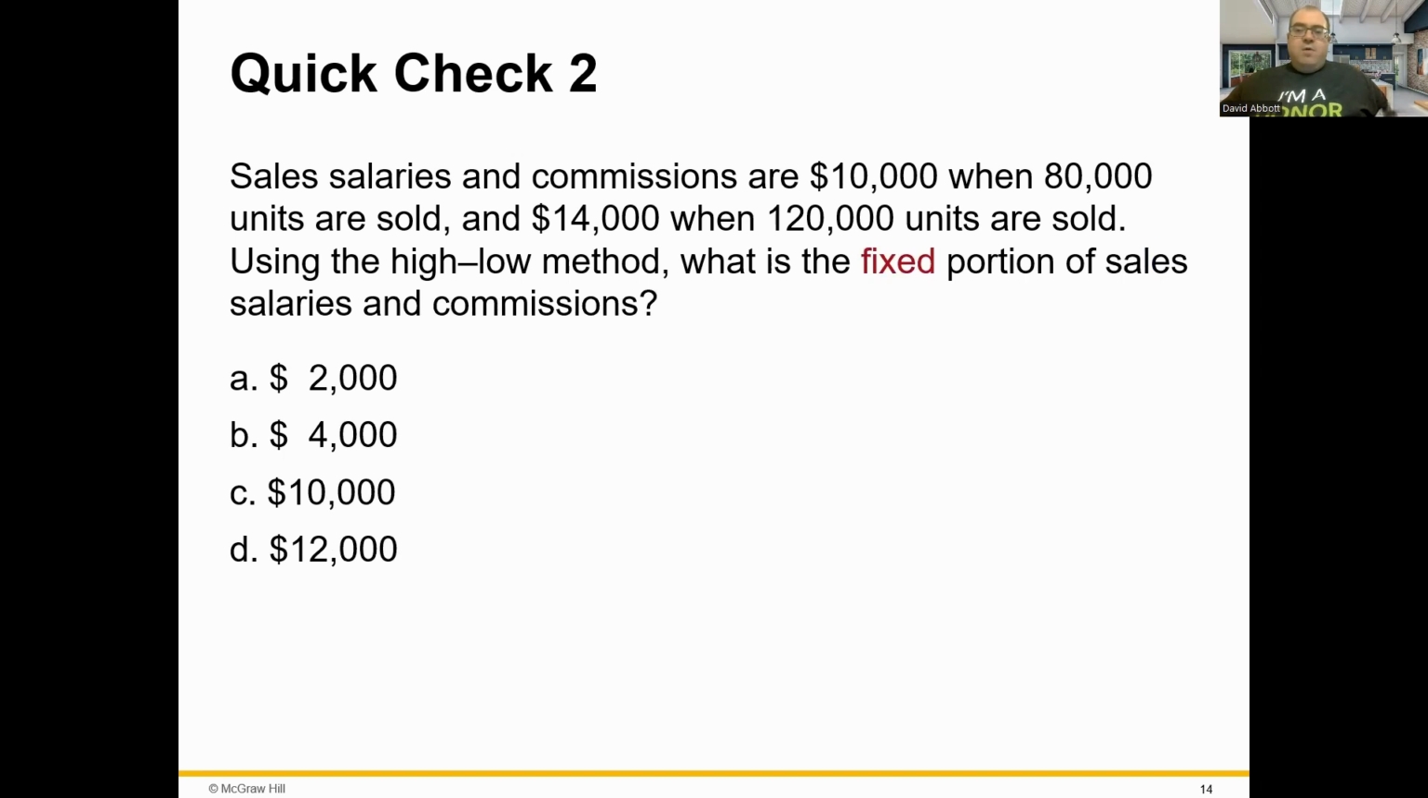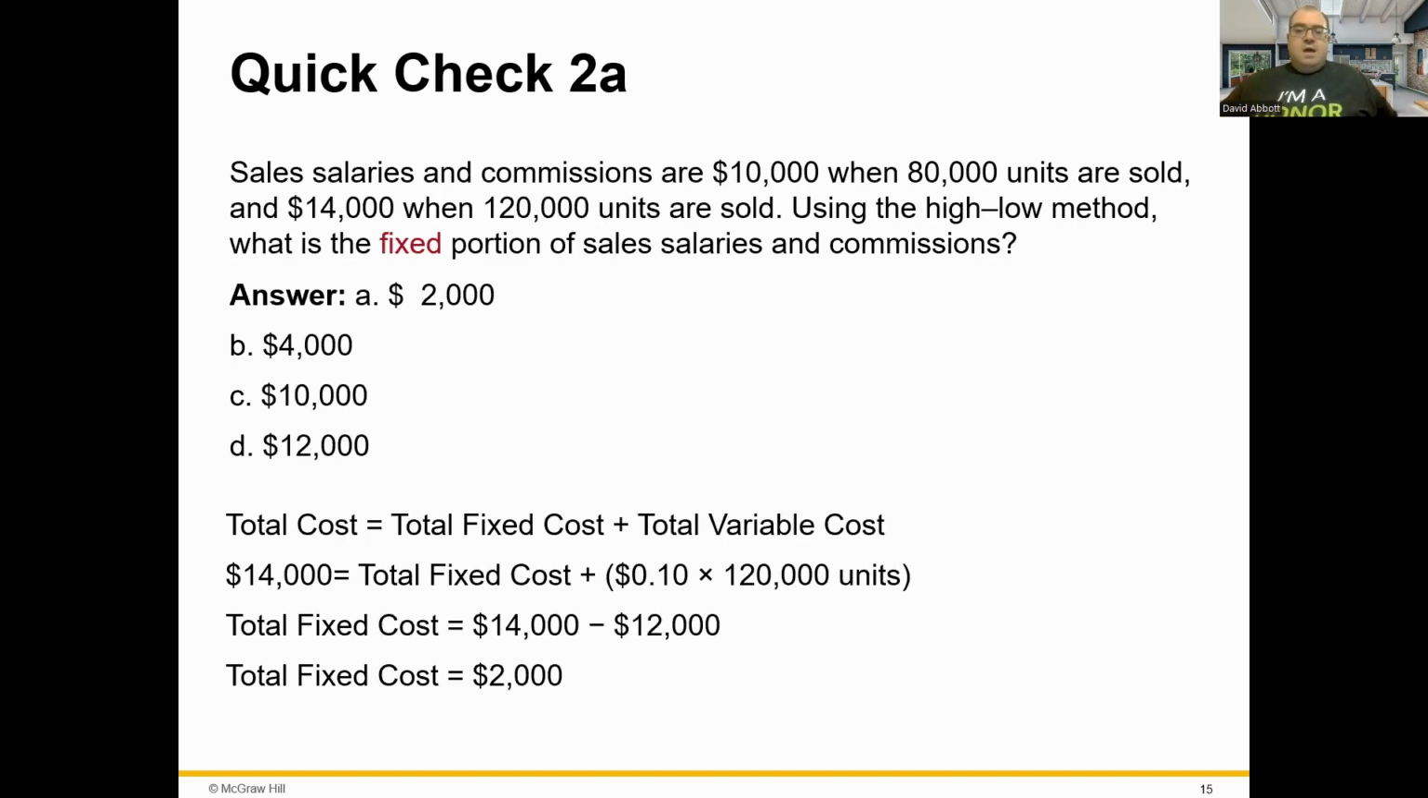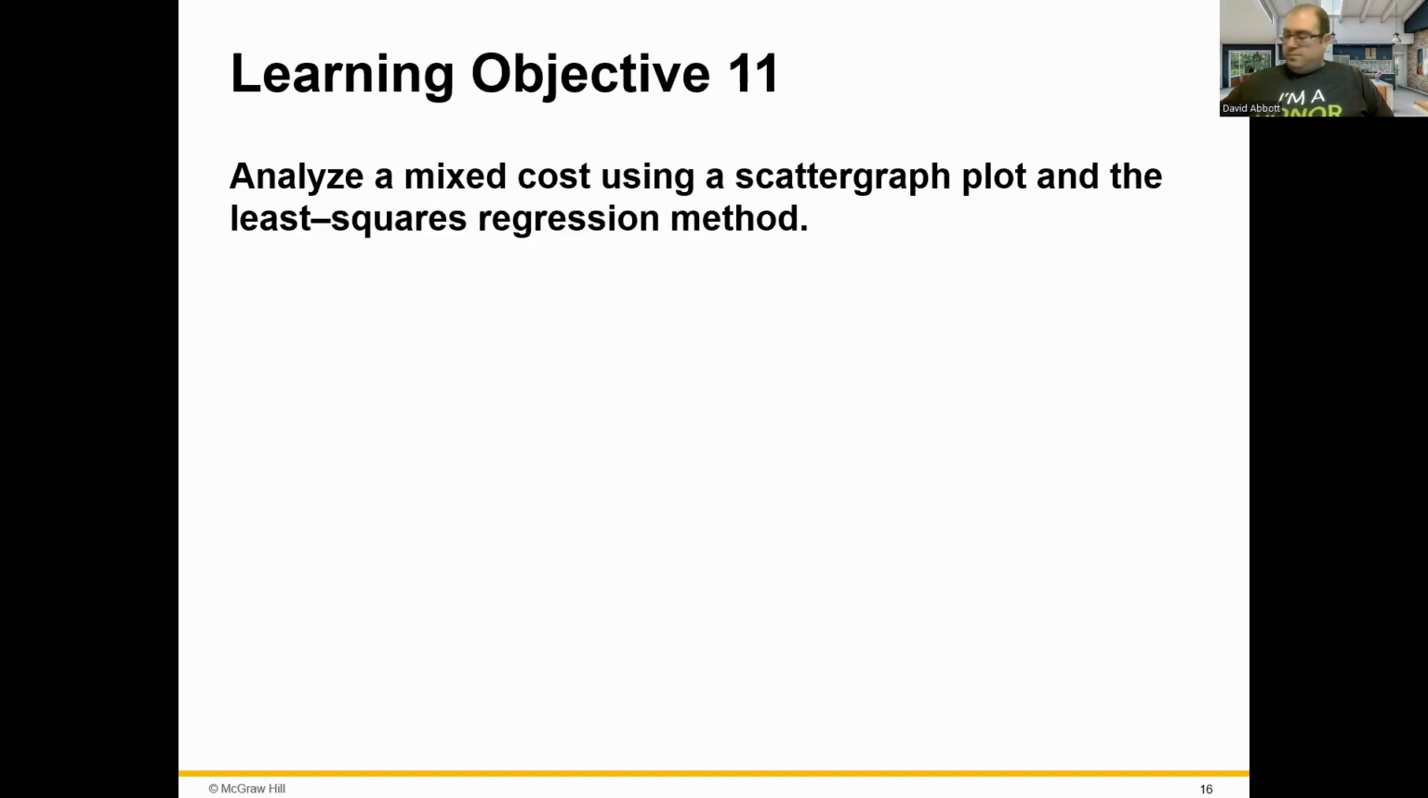And then also we want to know what the fixed portion of it is. In order to calculate that, it's going to be 2,000 because we're going to take the total cost, which is 14,000 at the highest level. And then we want to know what the total fixed cost is. So at 10 cents times 120,000 units, we'll multiply that out. So 14,000 minus 12,000 means the total fixed cost was 2,000.